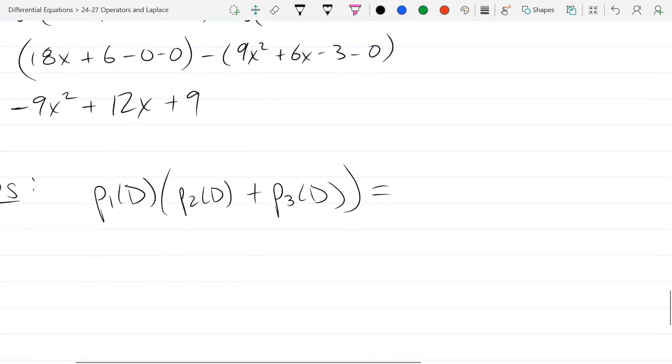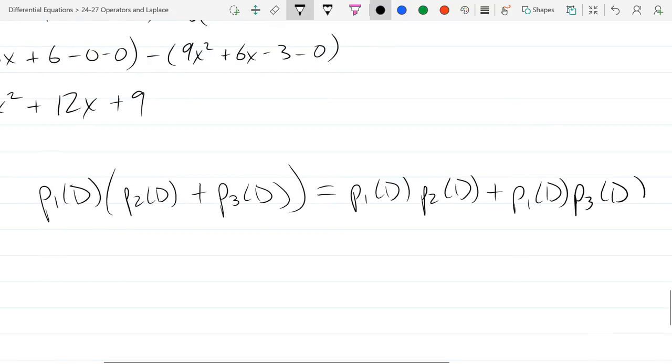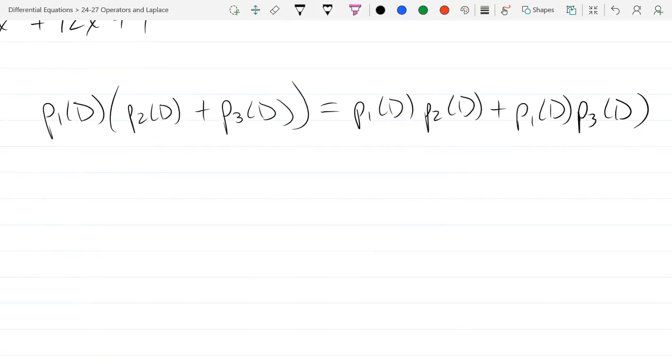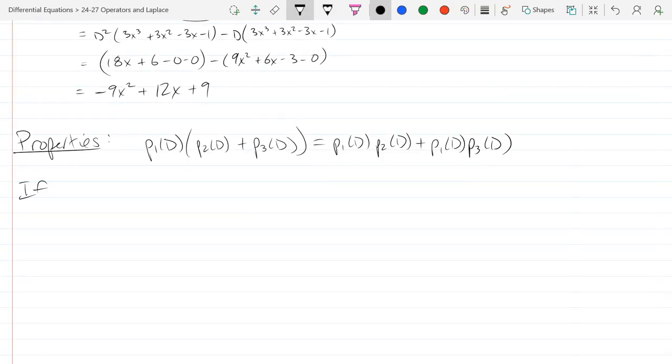So if we combine three polynomials in this way, a polynomial times the sum of two other polynomials, just the regular algebraic properties. This is P1(D) times P2(D) plus P1(D) times P3(D). Like that, so they have the distributive property. So P1, I'll just write a generic polynomial, an nth degree.